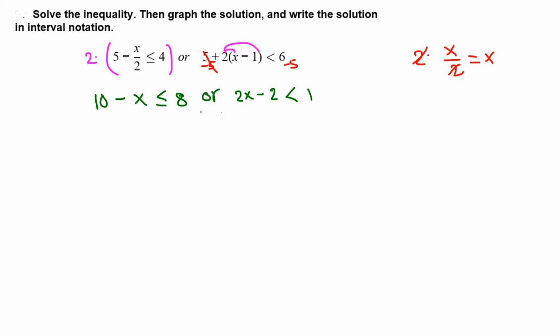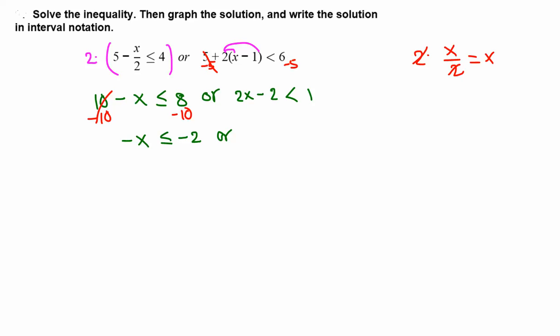Next, we are trying to isolate x. Okay, so 10 minus x is less than or equal to 8. Let's move 10 over. Subtract 10 from both sides, then we get negative x less than or equal to 8 minus 10, which is negative 2.